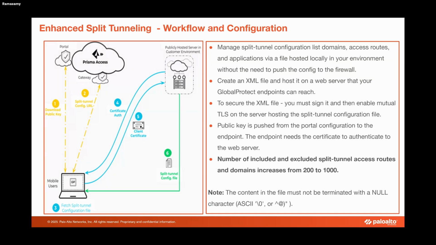The public key is pushed from the portal. And then the split tunnel configuration URL is pushed from the gateway to the endpoint. The endpoint needs the certificate to authenticate the web server to download the split tunnel configuration. The advantage of doing this is to increase the number of access routes and domain names in split tunnel configuration, apart from the config management point of view. This increases the include and exclude split tunnel access routes and domains drastically from 200 to 1000.